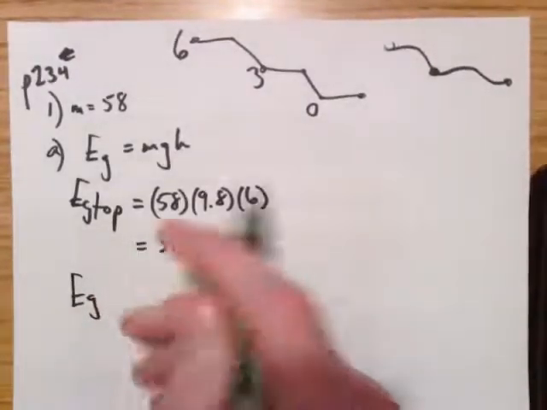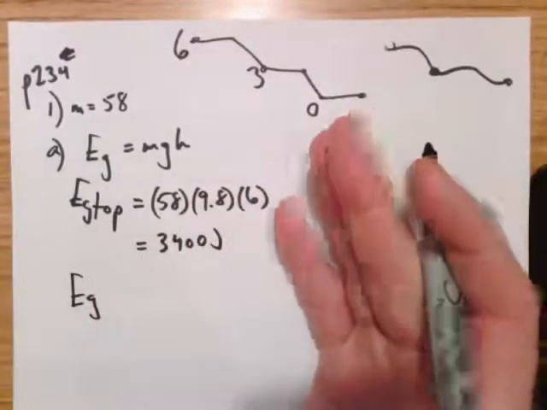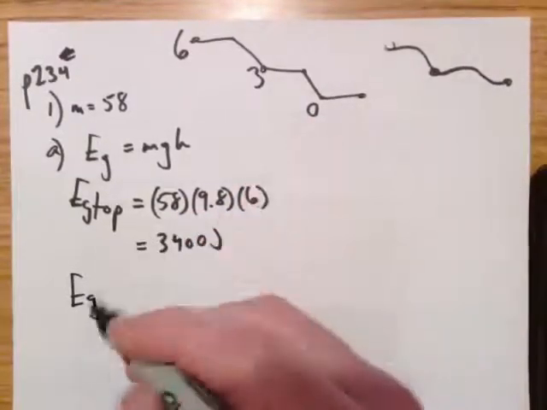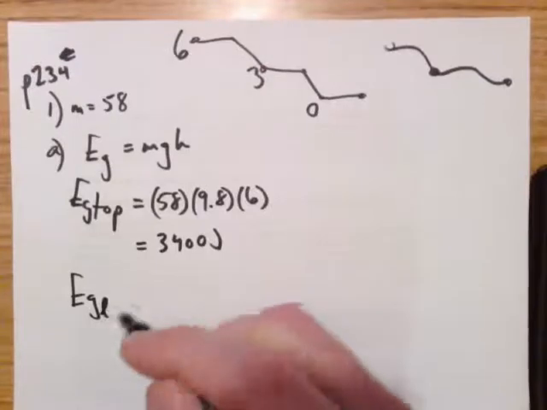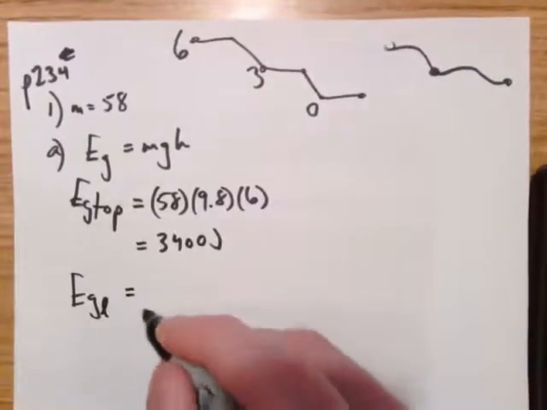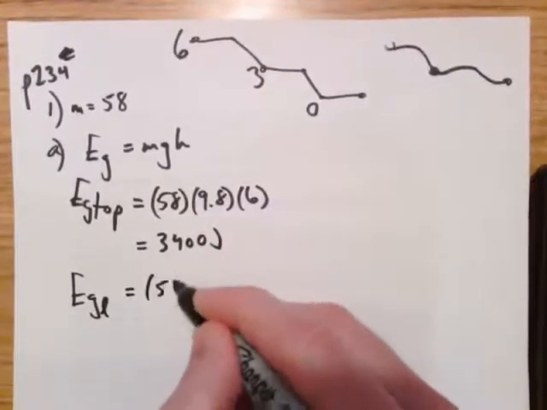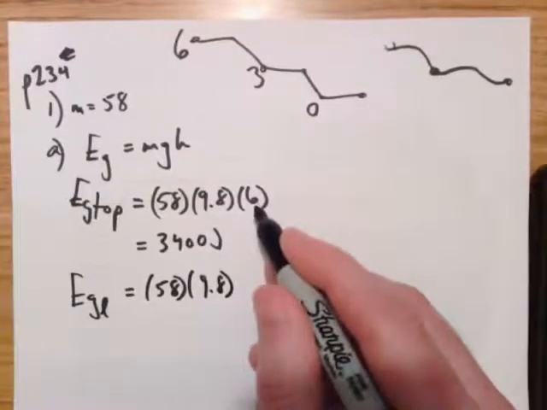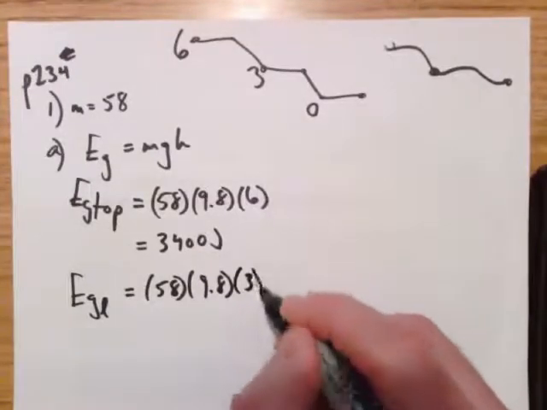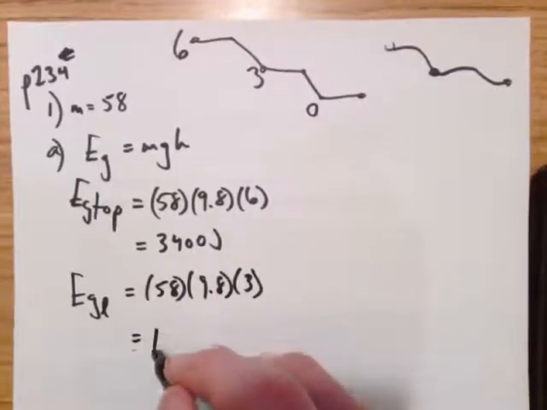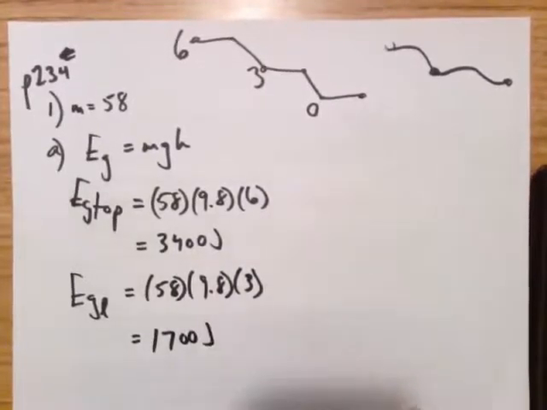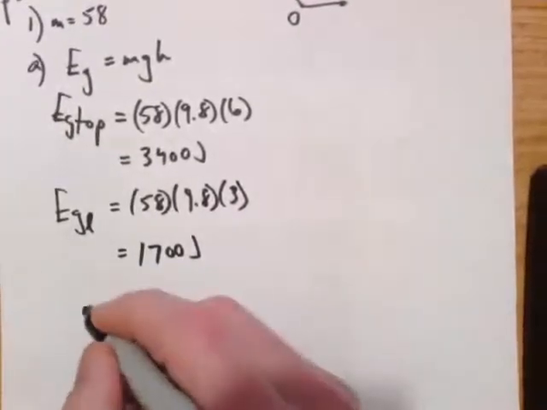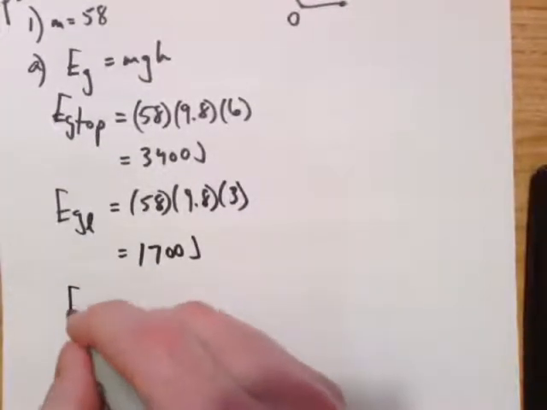EG middle, is that what we're calling it? The landing. Okay. EG equals MGH, 58. This is the same. G, the same. The height is different now. It's only 3. So it's going to be half of this. 1700 joules. Lastly, but not leastly, maybe leastly. It will be leastly.